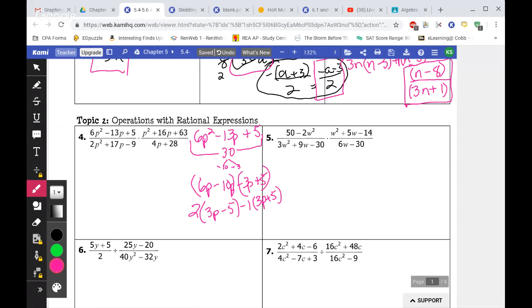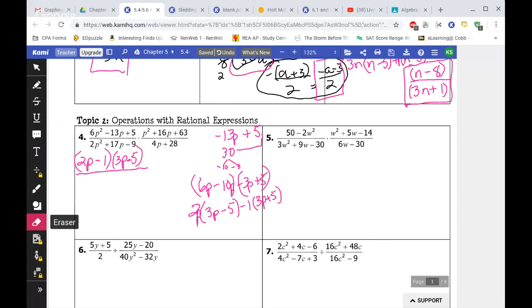Oh, I'm sorry. This was supposed to be a p. Sorry about that. So my factoring for the top of the numerator in the first fraction is 2p minus 1 times 3p minus 5. That's the top one. Am I okay to erase? Yeah. Okay. And now I'm going to factor the bottom one.